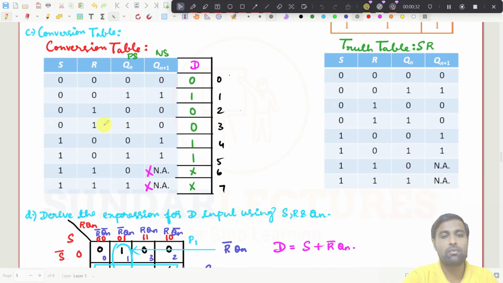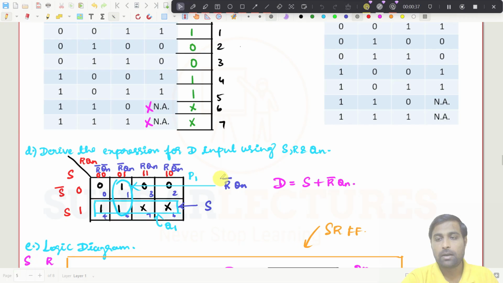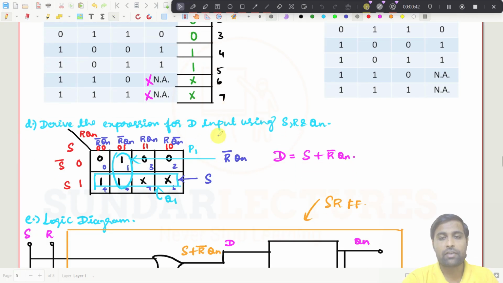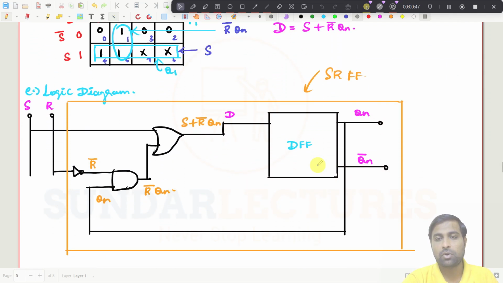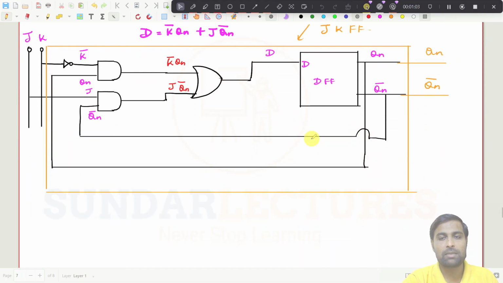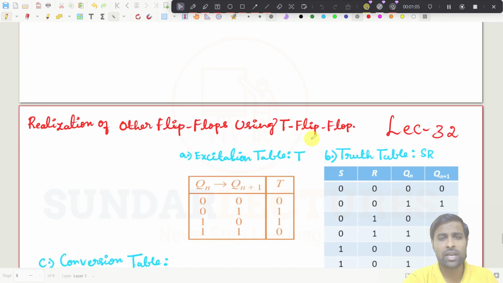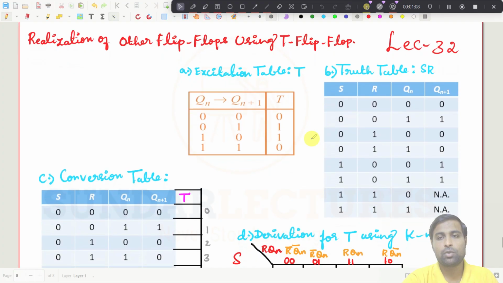From the conversion table, we derived the expression for D using the Karnaugh map, and from this D expression we drew the logic diagram. So this is how we converted the other flip-flops using D flip-flops. We made use of the D flip-flop and converted other flip-flop operations using it. That is the topic we saw in the previous class, and in today's class we are going to use T flip-flops.